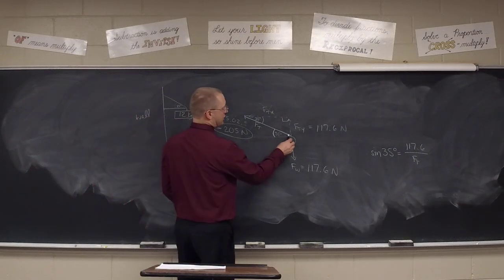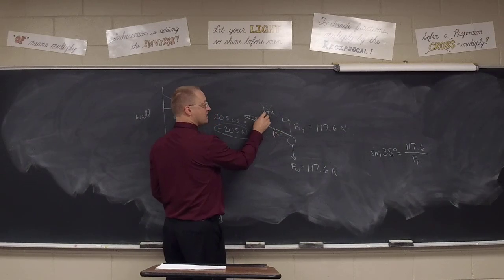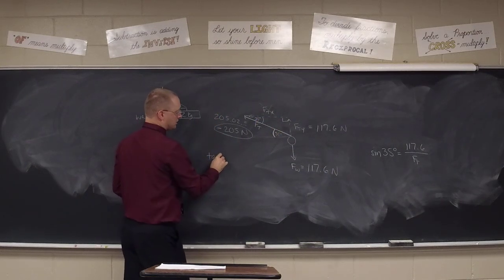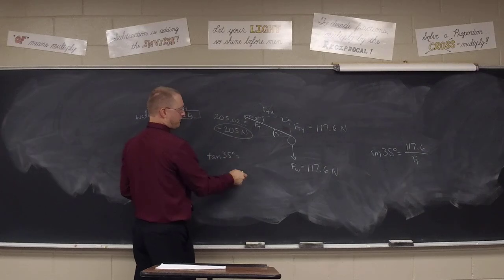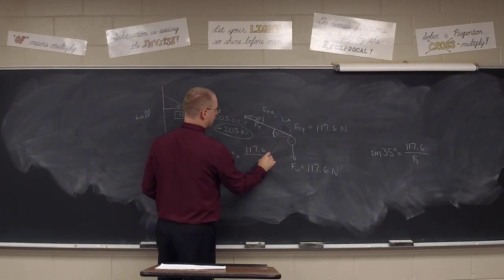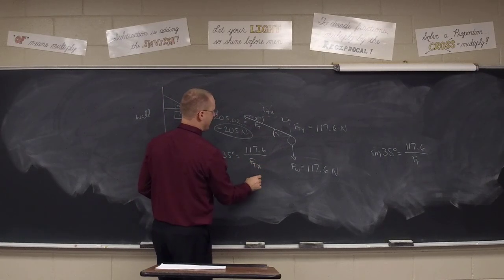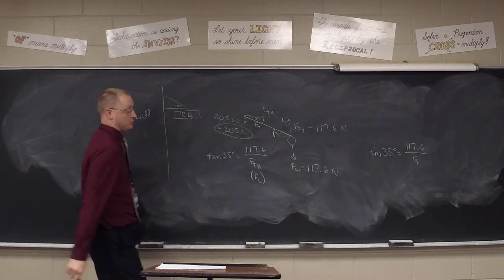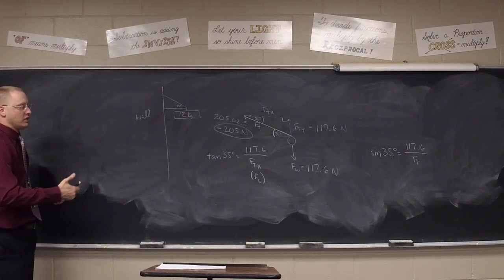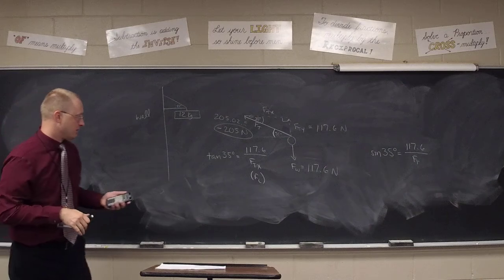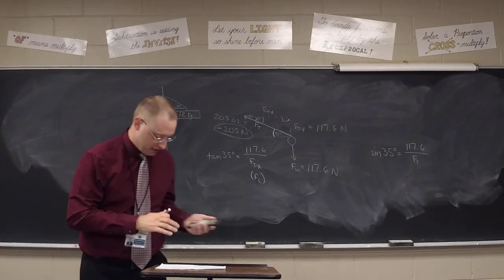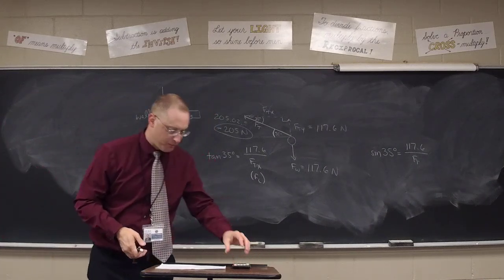I would use the tangent here, the opposite over adjacent, and I could say that the tangent of 35 equals the opposite, 117.6, over the adjacent, the tension in the x, which happens to equal compression, because that's what the compression is, that tension in the x. Again, I could alternate and divide and get my answer there. But I didn't ask for that, so 205 newtons is our answer.